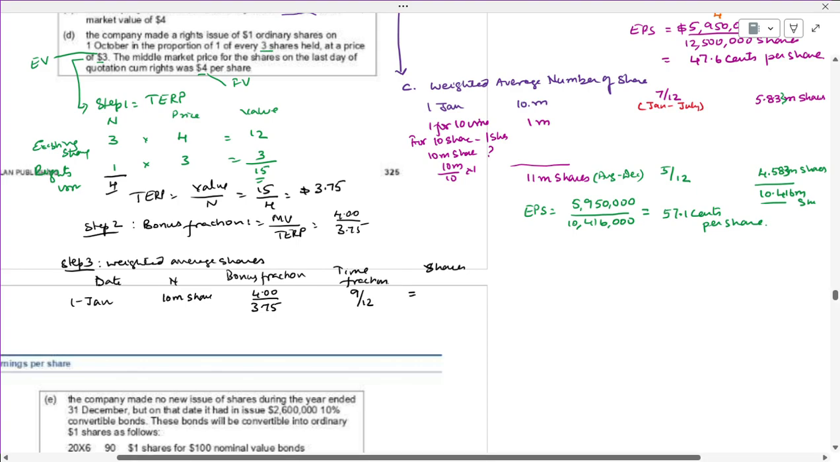Is that 9 divided by 12? How much will you get? 10 times 4, divided by 3.75, times 9, divided by 12. Check. How much will you get? 8 million.